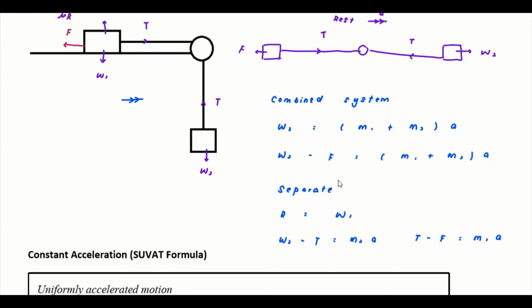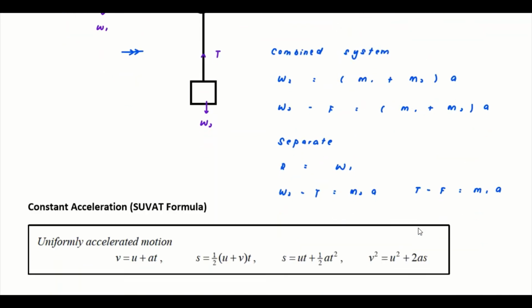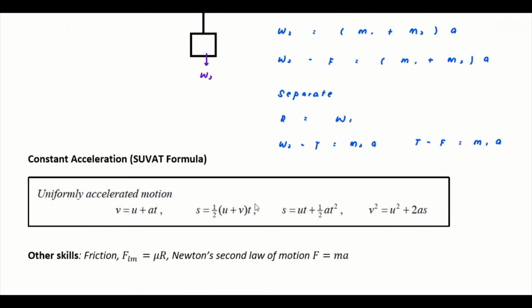So these are the few things that we'll be using. You can see that we can always use a combined system to solve for A first, then after that do a separate one to get our R. If friction is involved, you might need to write down your R first, so you can use mu R here. Then use the combined system to get your acceleration. If you need tension, only then do the separate one. I hope you can see the difference in the equations here. The same goes for using the Suvat formulas, as well as the friction force and the net force equals Ma.